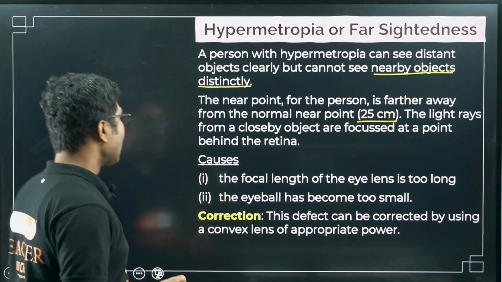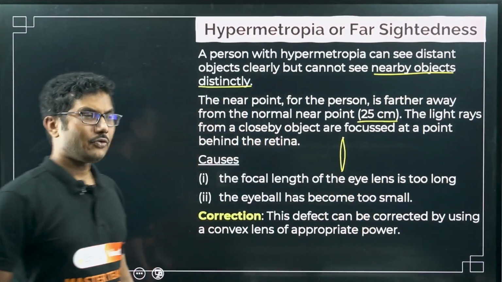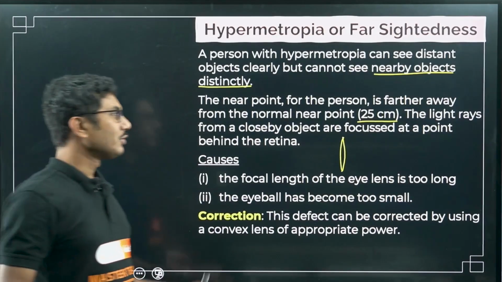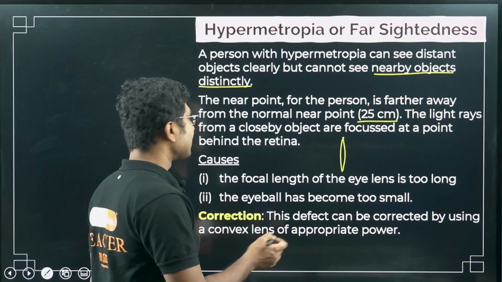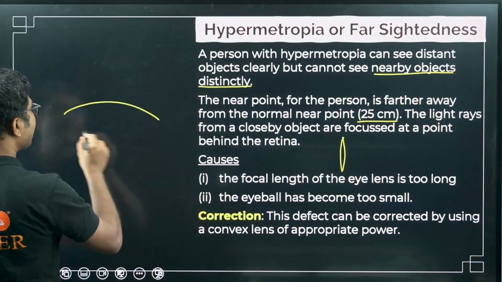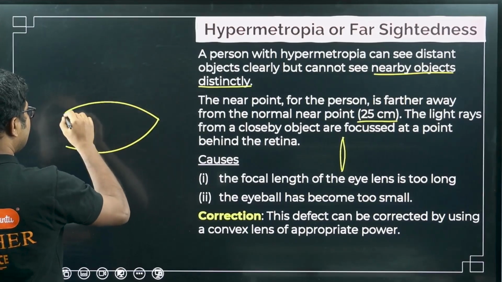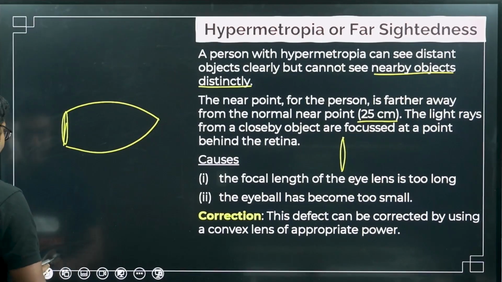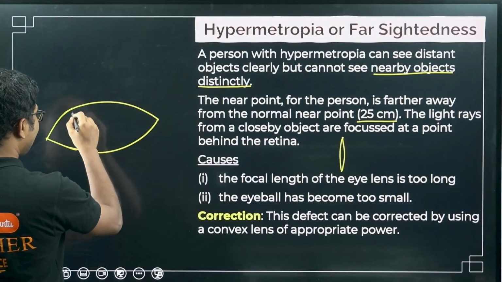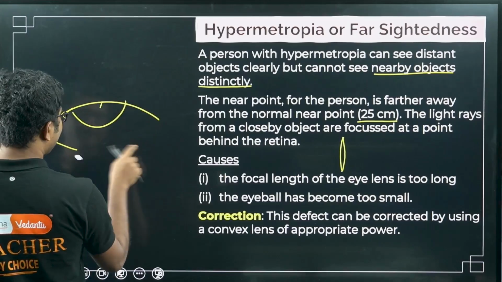Either focal length is too long, that means now the lens is thinner. Thin lens has longer focal length. Either your lens has become thinner or your eyeball has become shorter. So for example, in the previous case I gave you the example of egg. Normal eye does not look like this. When drawing this, we draw generally like this, but that is for a two-dimensional figure, right? I am not very good at drawing, so please pardon my drawing.